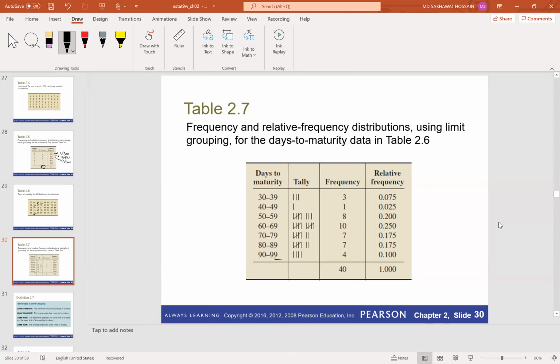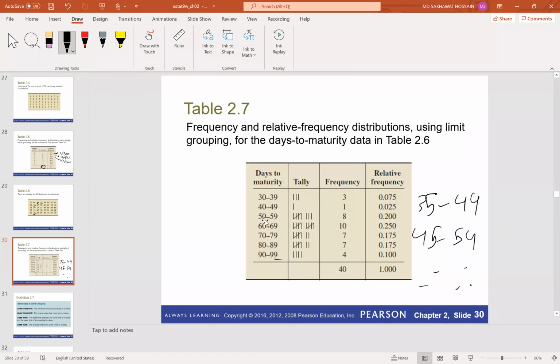So the first group is 30 to 39, and the second group is 40 to 49. You can also use other different grouping. For example, you can use 35 to 44, then 45 to 54. This also includes the minimum value, right? Because minimum is 36, so 35 to 44 also includes the minimum value, and so on. But 30 to 39, 40 to 49, this is very easy. If you do the grouping in this way, you can easily do the grouping.